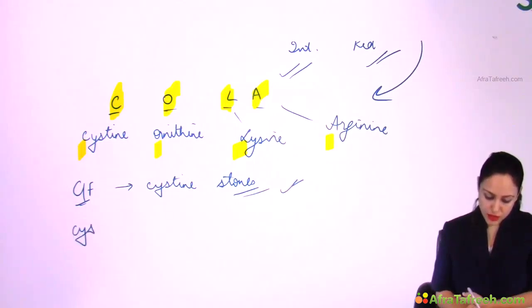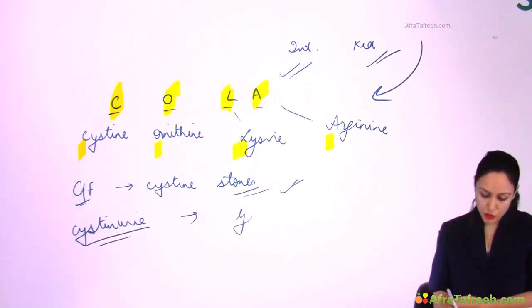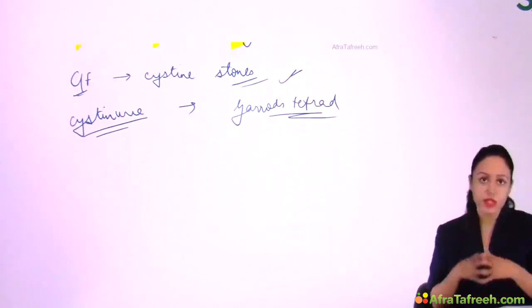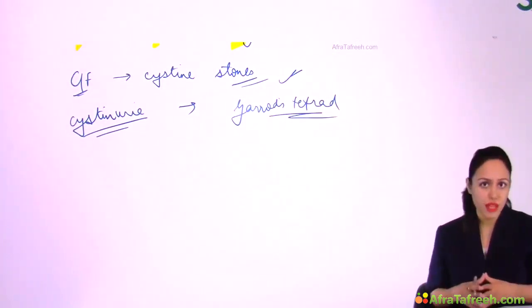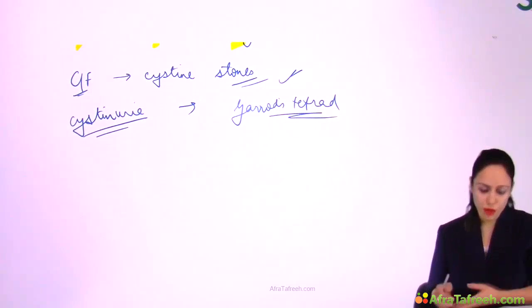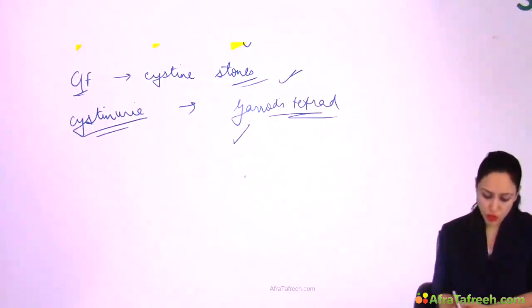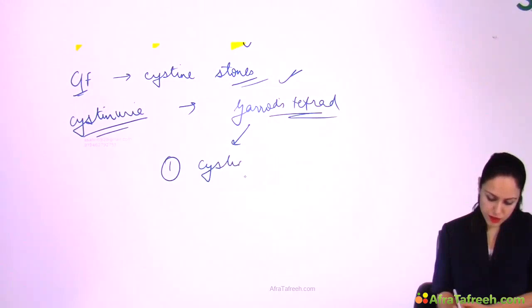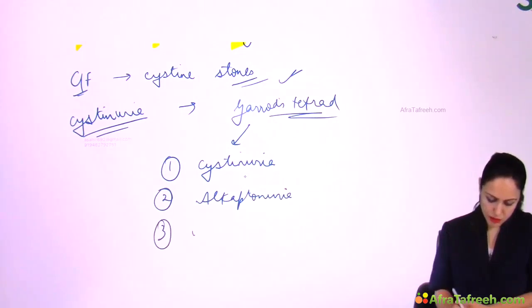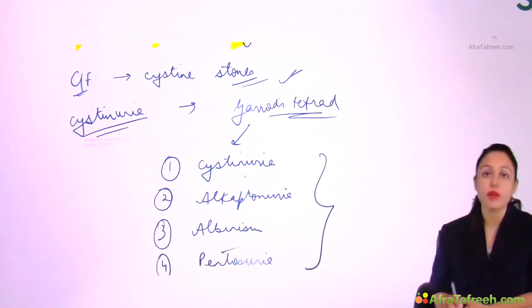You also know that cysteinuria is one of the Garrod's tetrad. You know, Garrod's tetrad. There are 4 diseases here. These inborn errors of metabolism were studied by the scientist, and these 4 are therefore put under one category. So Garrod's tetrad is, one, cysteinuria, alkaptonuria, albinism, and pentosuria. These 4 diseases come under Garrod's tetrad.